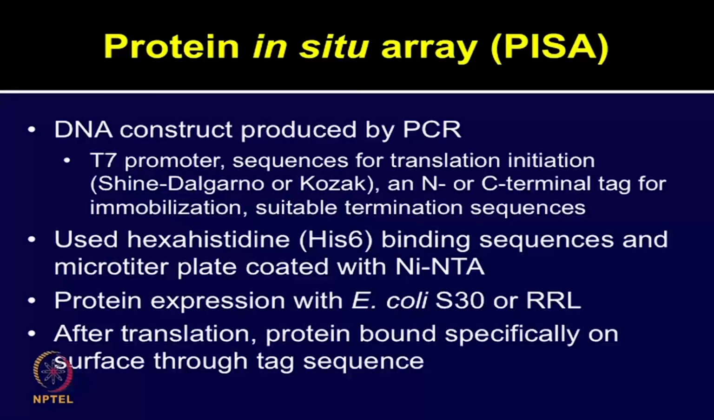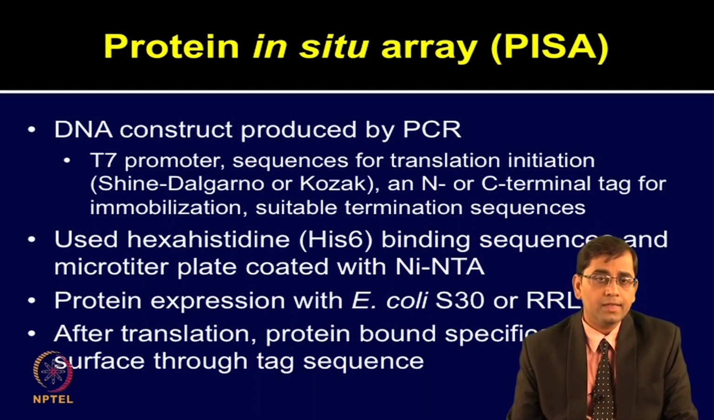In PISA methods, there are various requirements. The DNA construct can be produced by PCR. As listed here in the slide, the construct should contain a T7 promoter, a sequence required for translation initiation such as Shine-Dalgarno or Kozak sequences, an N or C terminal tag sequence required for the immobilization of synthesized proteins, and suitable termination sequences.